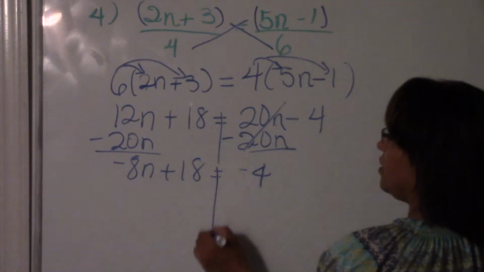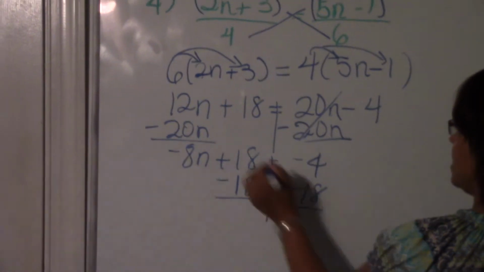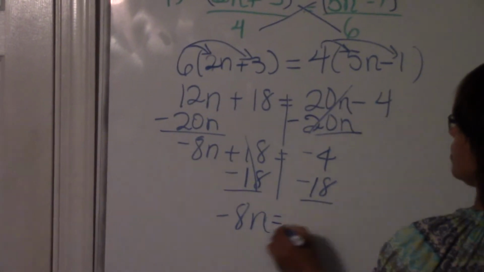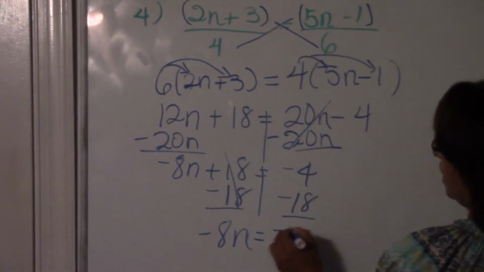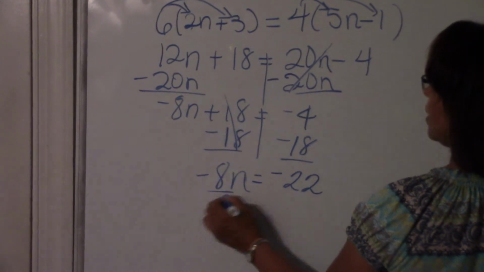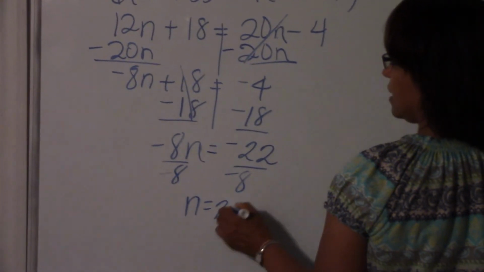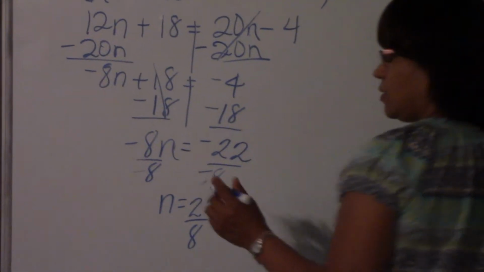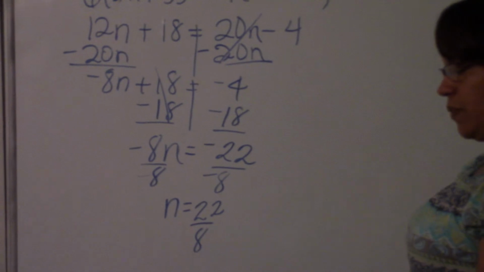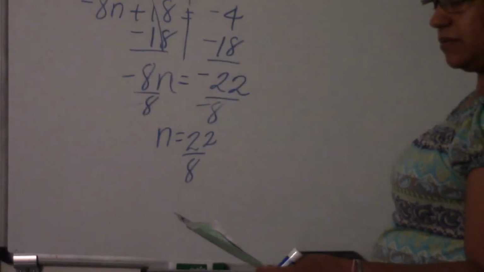So we're going to undo our addition, subtract 18, we have negative 8n is equal to, and let's check it out, negative 22. Divide both sides by your negative 8, and we just get n is equal to 22/8. So you will look for 22 over 8 on your paper, and that's your answer for this problem. That's it.